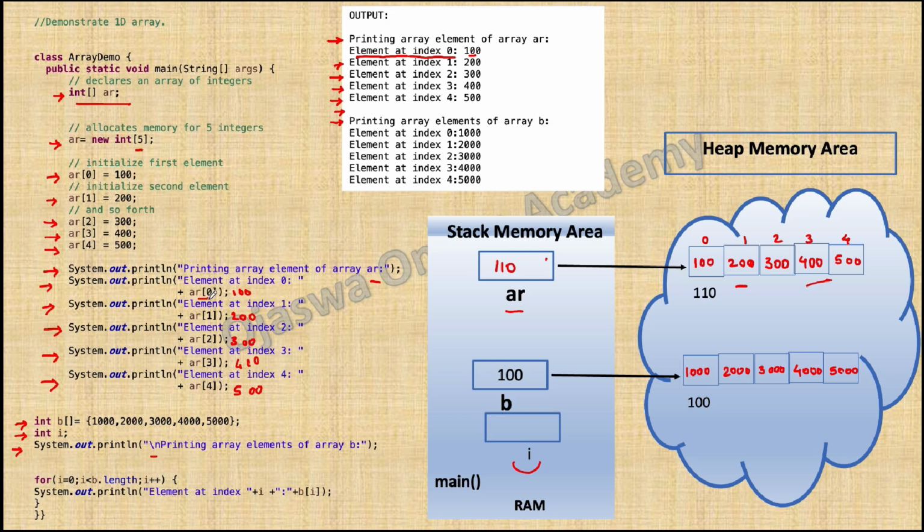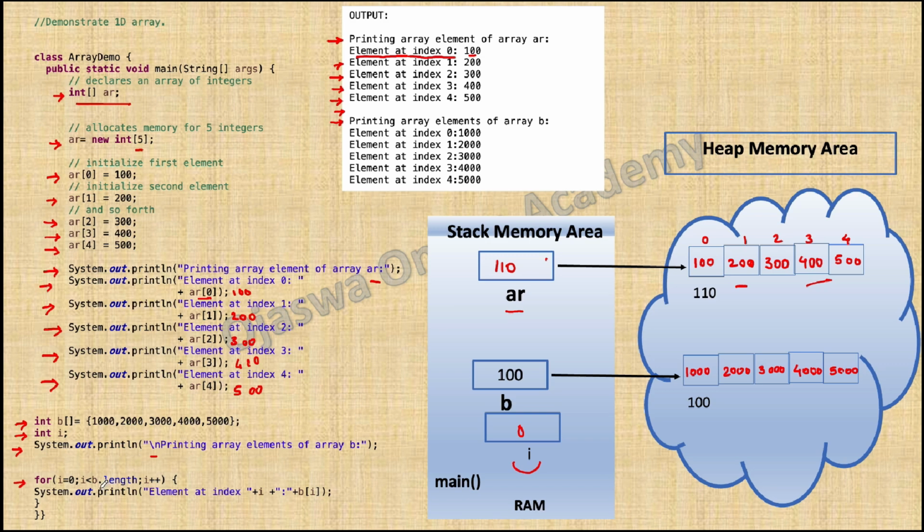Now we are iterating the array elements using for loop. So instead of printing it one by one, AR of 0, AR of 1, we are just using a loop and writing one line of code and printing the elements. You are definitely familiar with for loop. First statement is initialization of the counter variable, that is I equal to 0. So when this statement is executed, value 0 will be stored inside I.